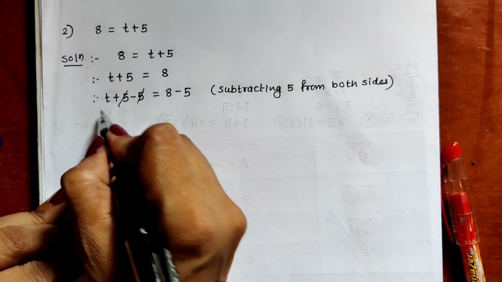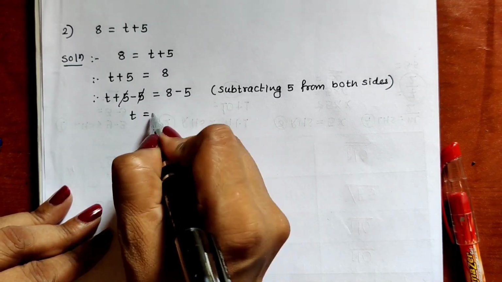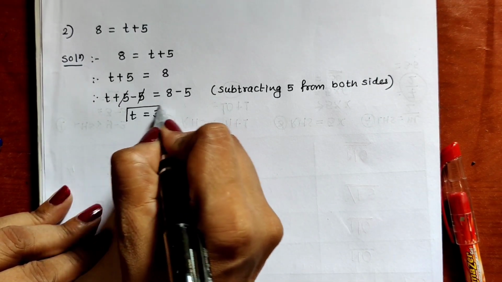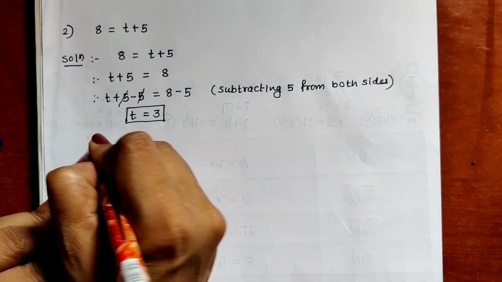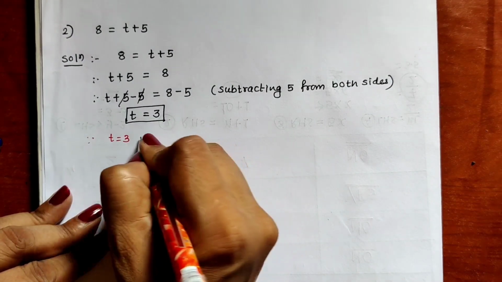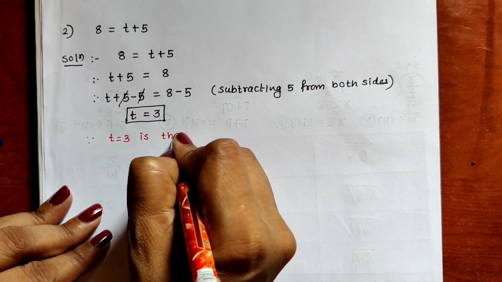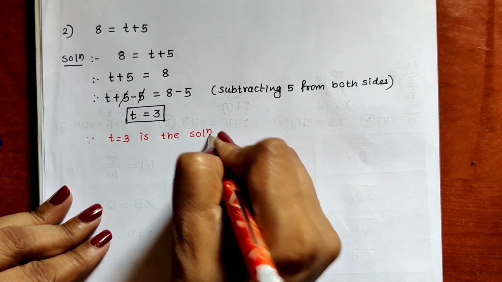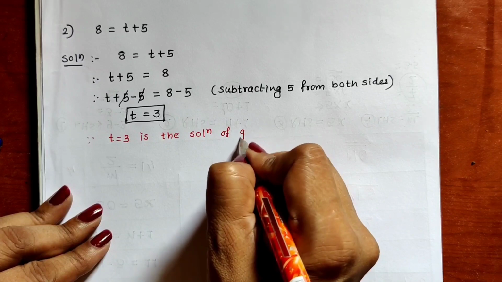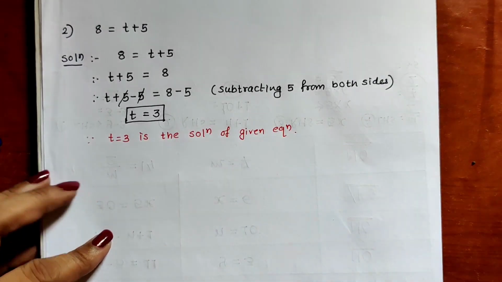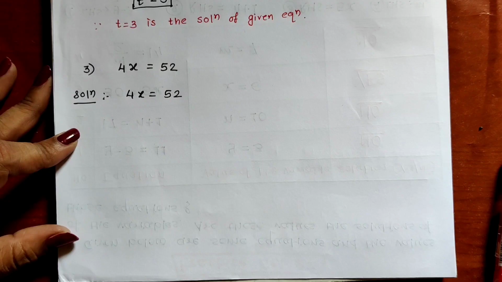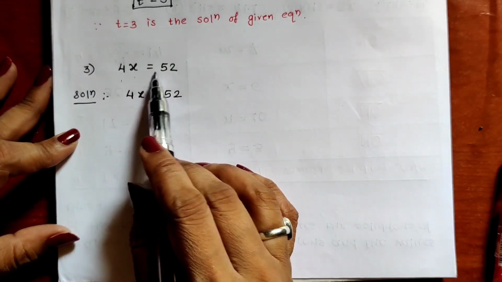What is remaining? t. 8 minus 5 is 3. So t is equal to 3 is the solution of the given equation. Now next sum. It is 4x equal to 52.